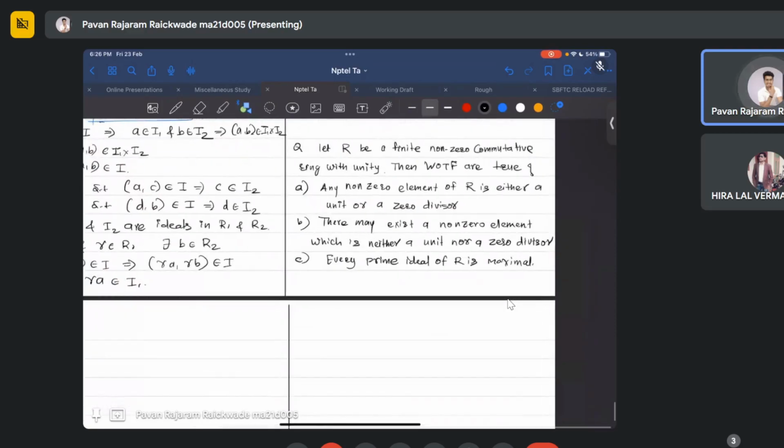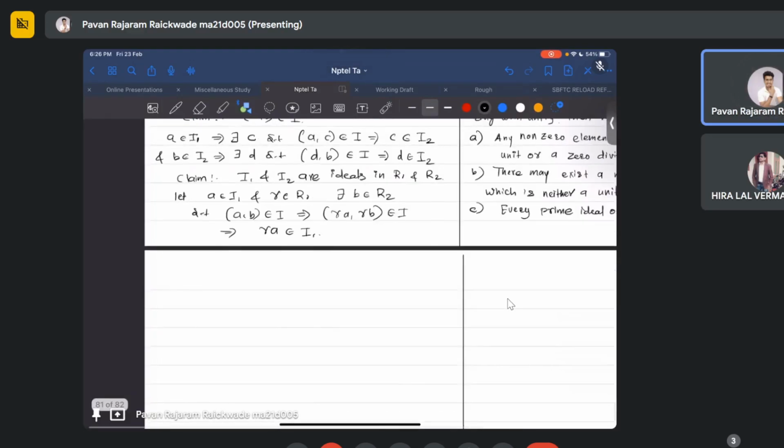Option A: right now you have the ring R, a finite non-zero commutative ring with unity. Option A says any non-zero element of R is either a unit or a zero divisor. So let's see how to do it. Take an element a belonging to the ring R.